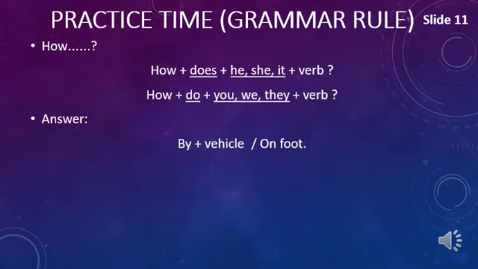So here we have the question with how. So we use how to ask about how can we go somewhere, okay? So if we are going to make a question, it's gonna be like how does must be followed by he, she, it, and we have verb in infinitive form. After that, we can use how do plus you, we, they, and we have here verb in infinitive form. Okay, so how do we make a question to ask where someone is going? Yes, that's right. How does or how do, the subject and verb in infinitive form.